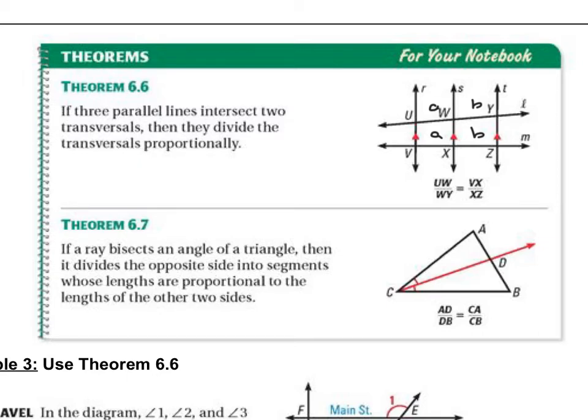Okay. The other one here is if a ray bisects an angle of a triangle, then it divides the opposite side into segments whose lengths are proportional to the lengths of the other two sides. So AD over DB is proportional to CA over CB.